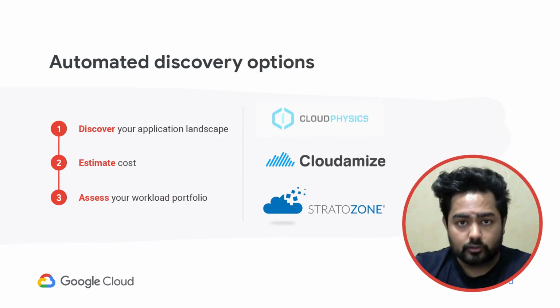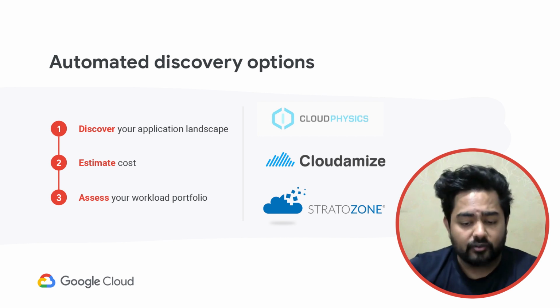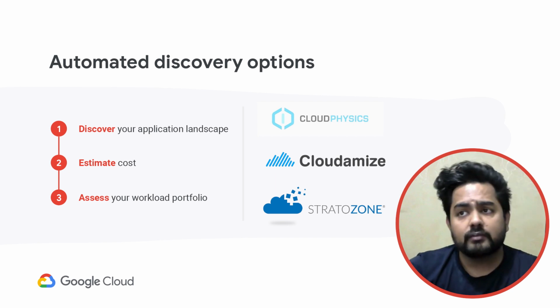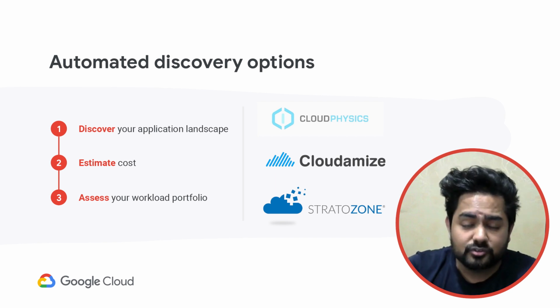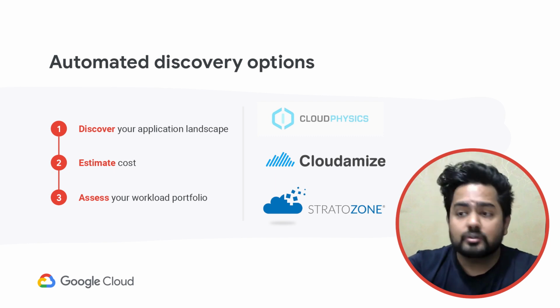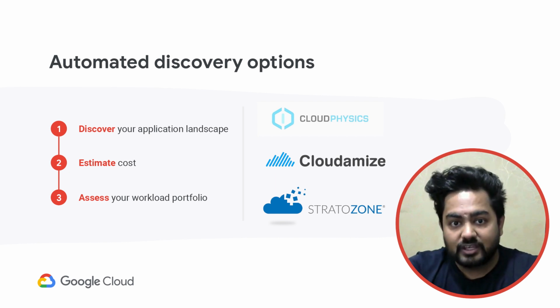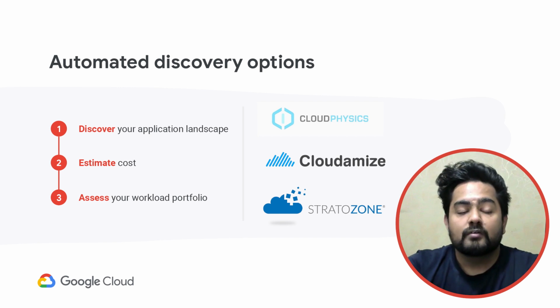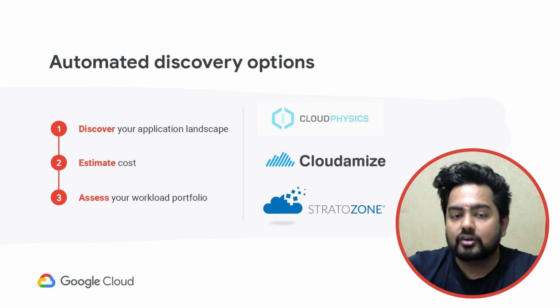There are a lot of tools in the market which can help list your virtual machine inventory, because you're not going to do the manual job and think, okay, on-prem I have, let's say, maybe 100 VMs, on the cloud how many will I have? You're not going to sit and do the manual job. That's going to be tedious and time consuming. It's better to use some kind of automation tool. And Google has partnered with CloudPhysics, StratoZone, and CloudMaze to provide you with free automated discovery tools to help you assess your environment.